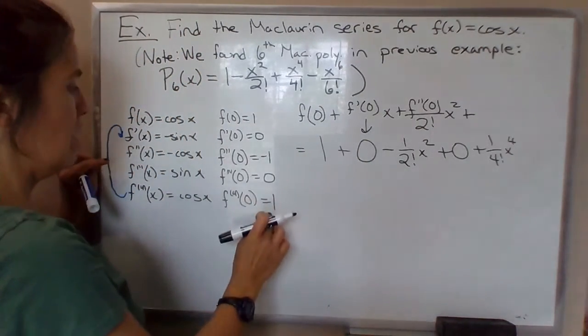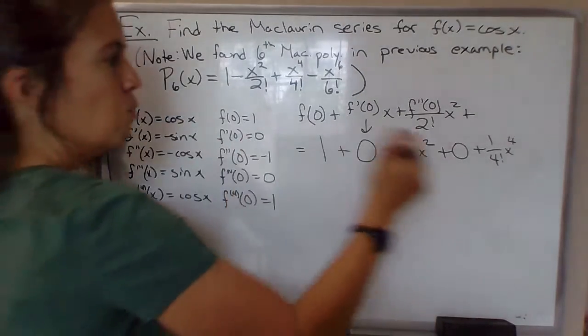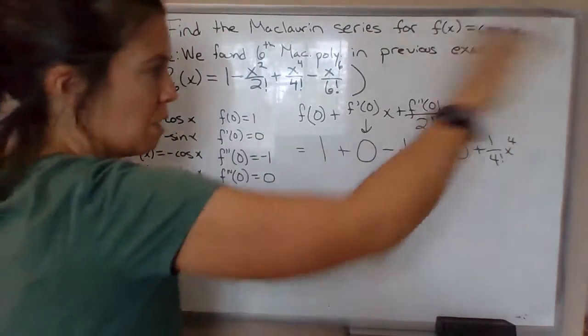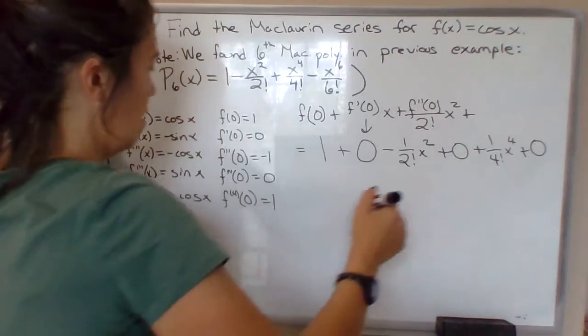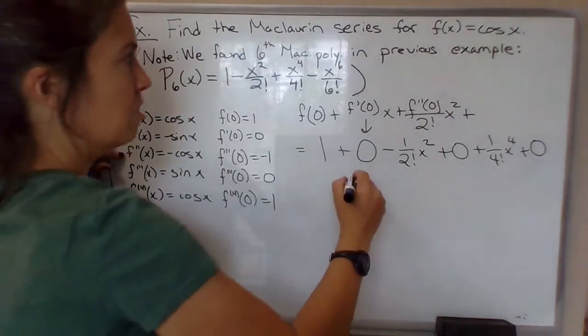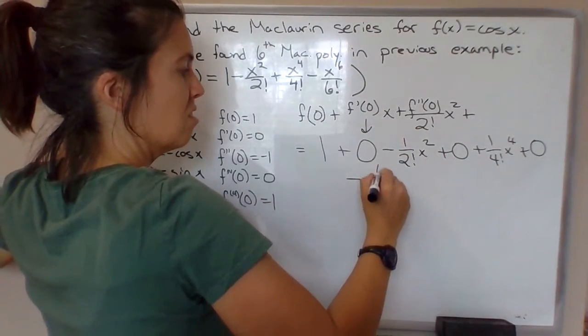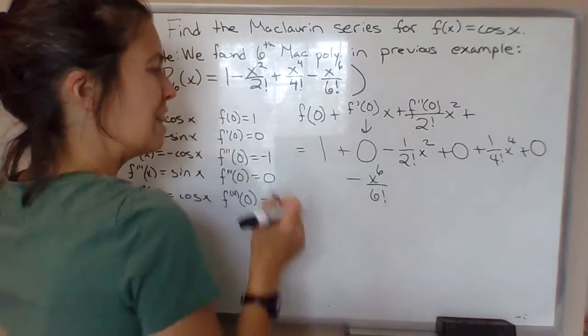Fifth derivative, so n equals 5. So here's cosine, we're going to go up to sine here. So the n equals 5 term is just going to be 0, 0 times x to the fifth. Okay, but that's still 0. The n equals 6 term will be at this negative cosine function. So minus x to the sixth over 6 factorial. Okay, so that's where we got this.